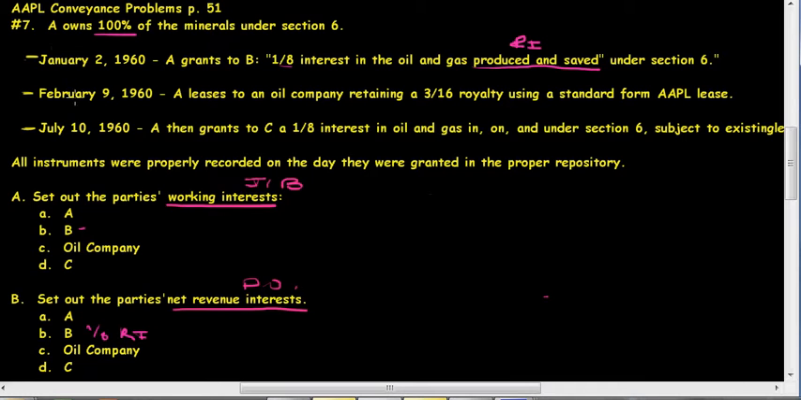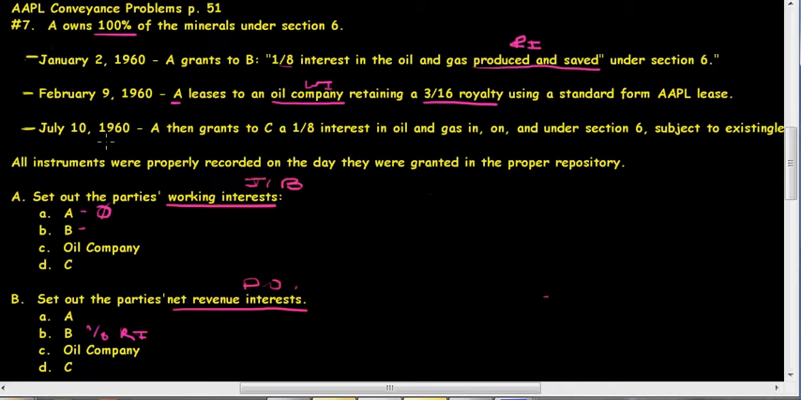And then what happens next is that on February 9th, A leases to an oil company, retaining a 3/16 royalty using a standard form AAPL lease. So now A has leased to an oil company. And once you lease, you don't have any working interest rights. You give all your working interest rights to the oil and gas company. So now we know that once she's leased, her working interest is going to be 0. So I'm going to fill hers out as 0 working interest because she's leased her interest.